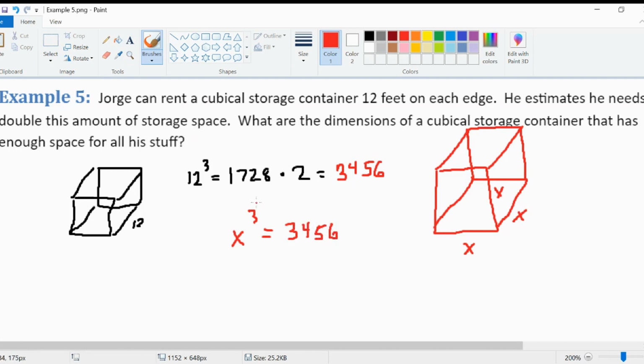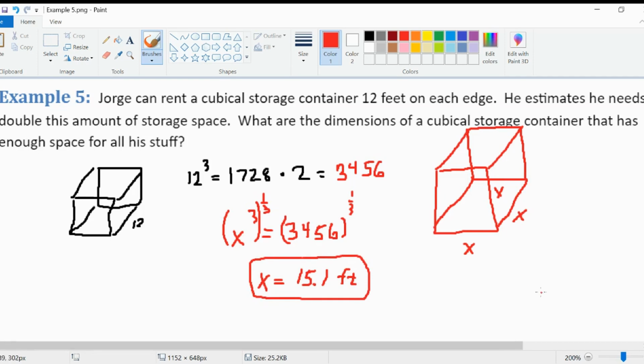And just like above when we were solving, we can raise each side to the power of 1/3, the reciprocal of 3. And we'll get, for our dimensions, x needs to equal about, I'm going to put to the nearest tenth, 15.1 feet. So if you extend that cubicle shape to 15.1 feet, that will double the storage space. So we could start by finding the volume of the original, double it to make 3,456, and then figure out what the 3 x's need to be to equal 3,456.